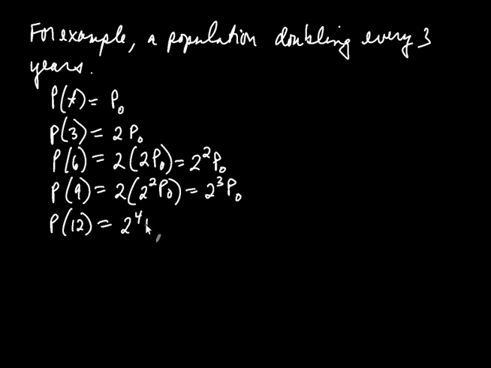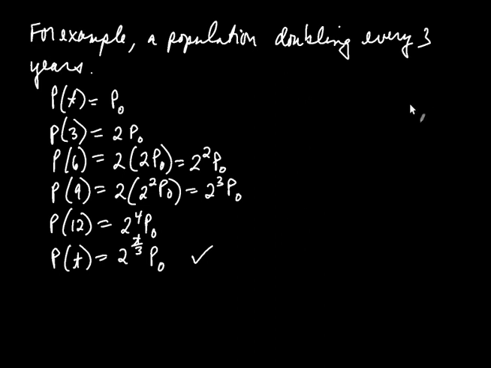fourth p naught. And so generally, in this case, you have the population at t number of years. To get this number, all you do is take the number of years and divide by 3. So it's 2 raised to the t divided by 3 times p naught. And so my point is that we had a population doubling every 3 years, and that led to an exponential function. So 2 to the t over 3 times p naught, where p naught is a constant, that's an exponential function. Okay, so that's why those two scenarios I described on the previous page lead to exponential growth.